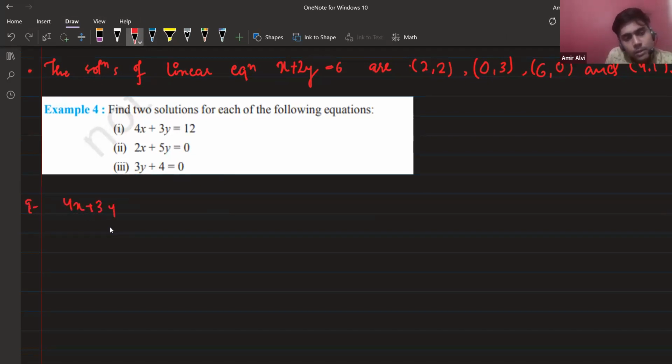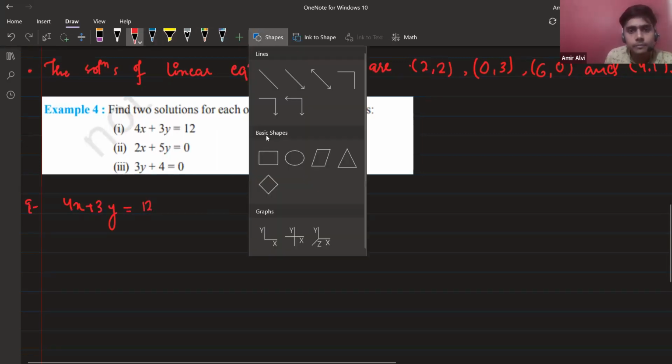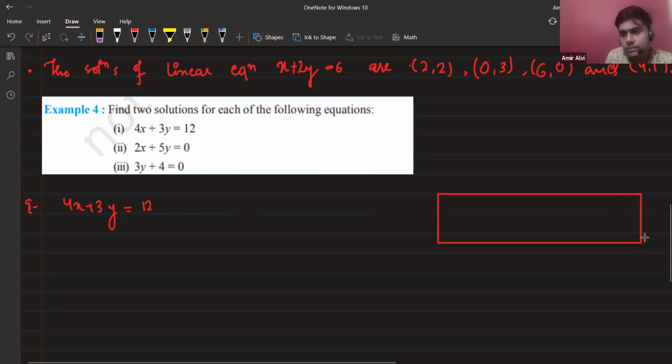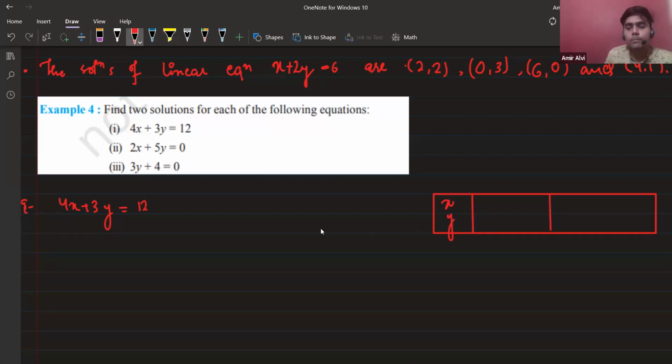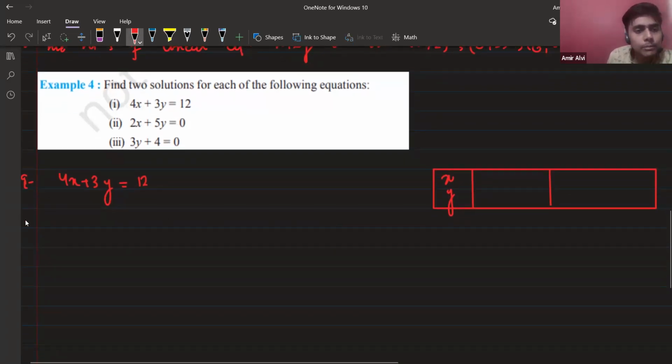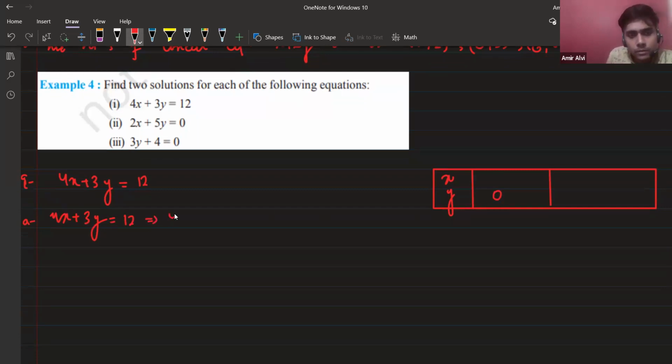4x plus 3y equals 12. Let me make a box here. We have to find only 2 solutions, not more than that. So it's easier to find only 2 solutions. Make zeros to any of them. So first case of 4x plus 3y equals 12. Now Simrat, put y equals 0, you will get the x.